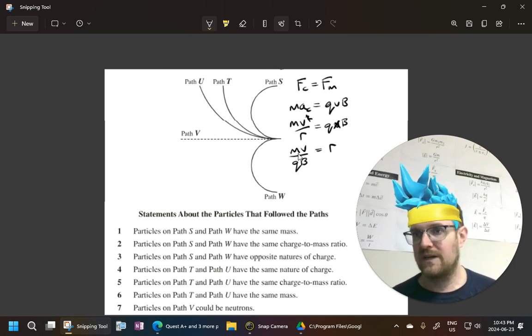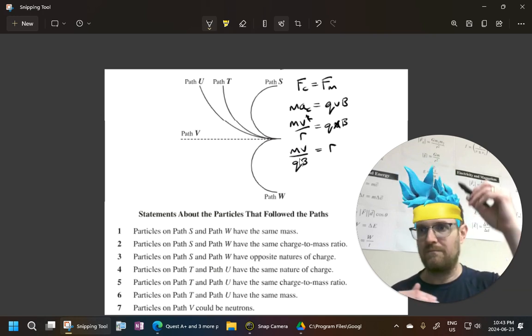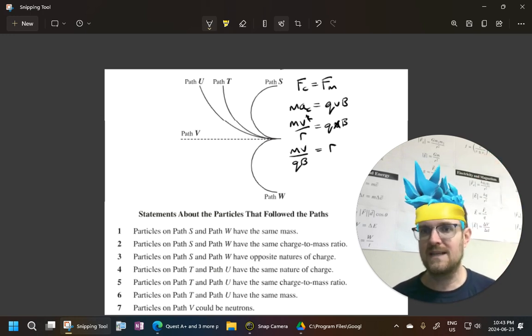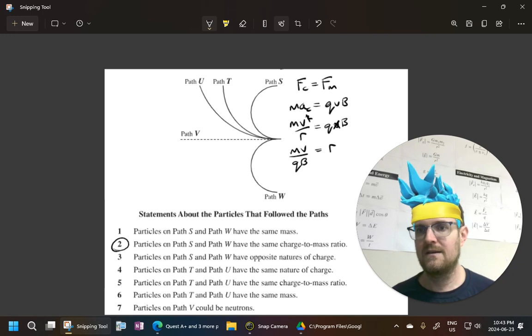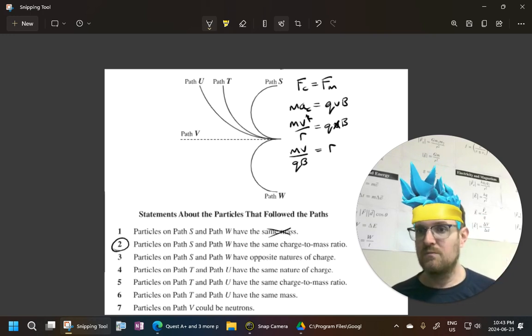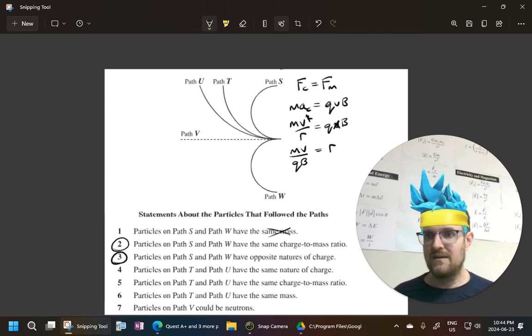So if they have the same radius, it means the mass and the charge, or at least the ratio between the charge and the mass, has to be the same, right? This could be doubled and this one would be doubled, and they kind of balance each other out. So 2 has to be an answer here. So we don't know if they have the same mass because we don't know their charges. We do know they have the opposite charges because they're going in opposite directions. So that's definitely true as well.